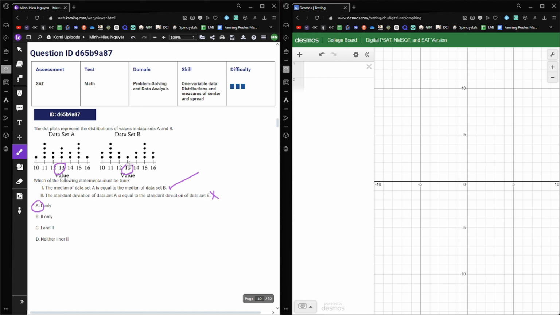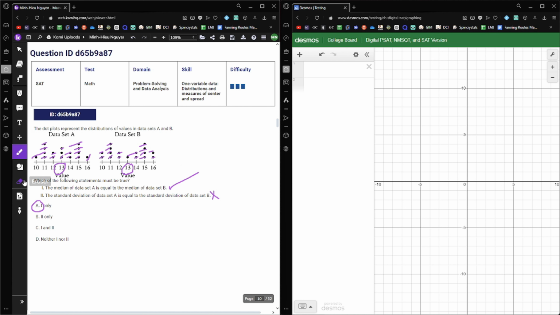Now, you could also check the median if you didn't know that it was symmetrical by crossing it off. And you see that you still just end up with 13. And for dataset B, you'll also end up with 13.